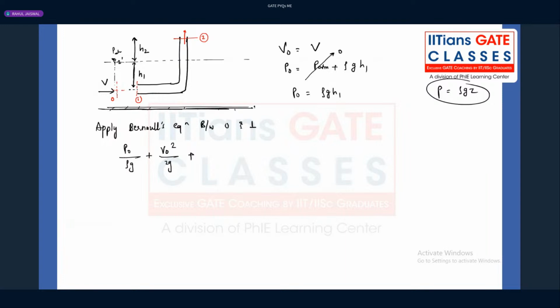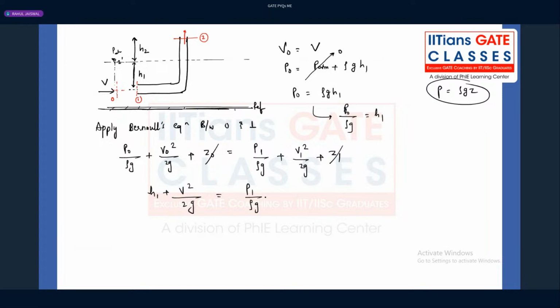If you take this as the reference, for example, then the height is the same for point 0 and point 1. So what you can write here: Z0, which is equal to P1 by rho g plus V1 square by 2g plus Z1. Z1 and Z0 are the same here. So what can we write further? P0 by rho g is equal to H1. So H1 plus V0 square over 2g is equal to P1 by rho g plus V1 square by 2g.